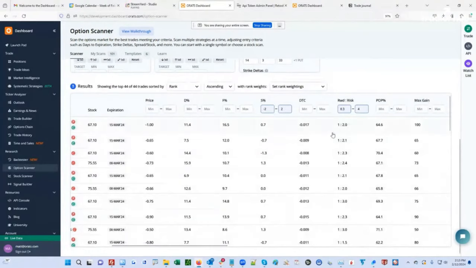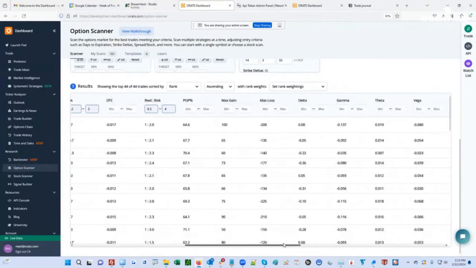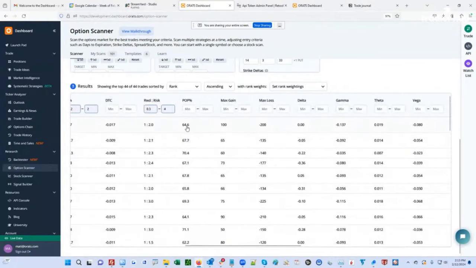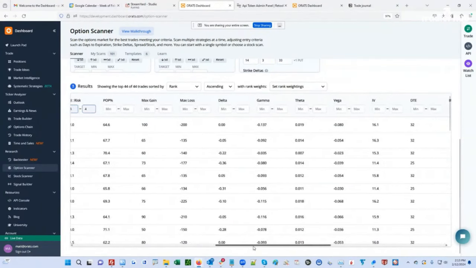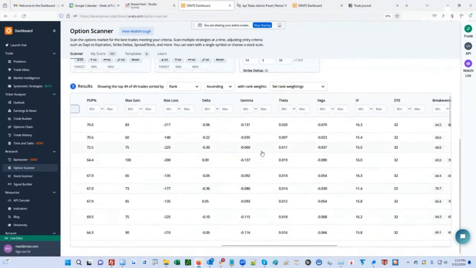So these ratios, risk to return ratios, is 1 to 2. I kind of like that. I set a range there too in our min maxes here, so I don't want to go too far off. Probability of profit, we think could be greater than that since the implied volatility and the historical volatility are off.